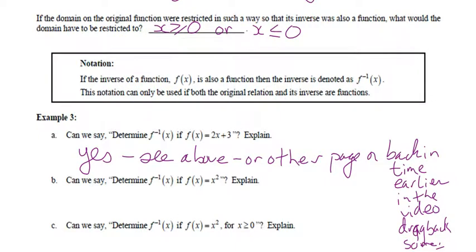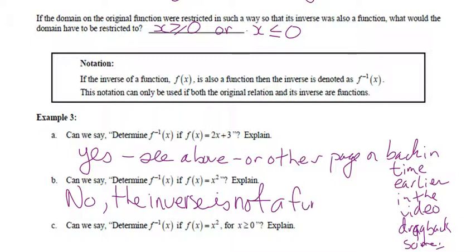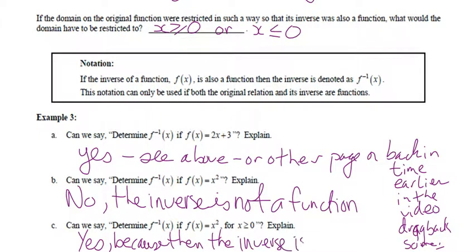So can we find the inverse function for this? No. Why not? Because the inverse is not a function. Can we say determine f inverse of x if f of x is equal to x squared and x is greater than or equal to 0? Yes. Why? Because in that case, then it is a function. Because then the inverse is a function.